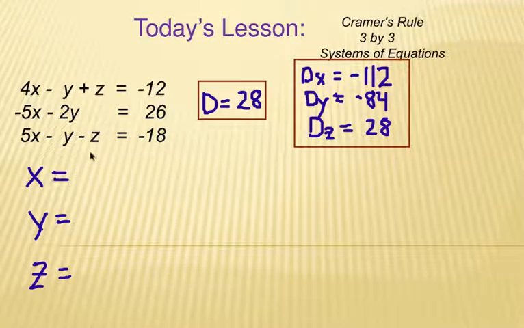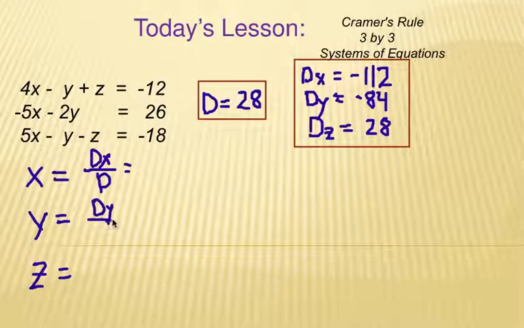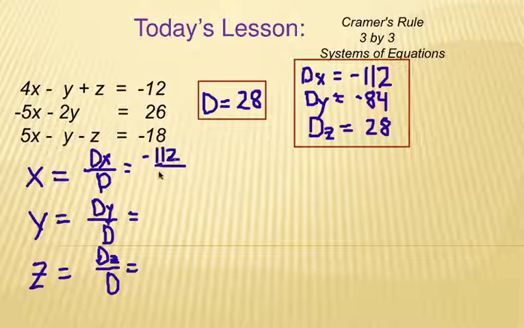To find the x solution, you take the determinant of the x's and divide it by the overall determinant. The y is d of y over d. And the z value, of course, dz over the overall determinant d. So what is dx over d? That's negative 112 over 28, which is, happily, dividing out to a nice number of negative 4.